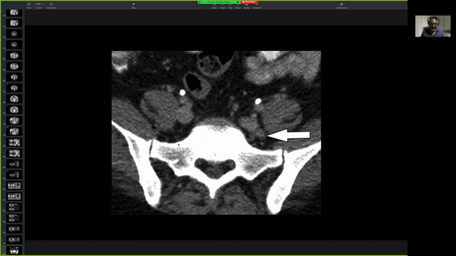I forget my own teaching. Here, that's the sacrum. So right around the sacrum can be right in the midline or just lateral to the midline. If you have nodes right there, those are sacral nodes.